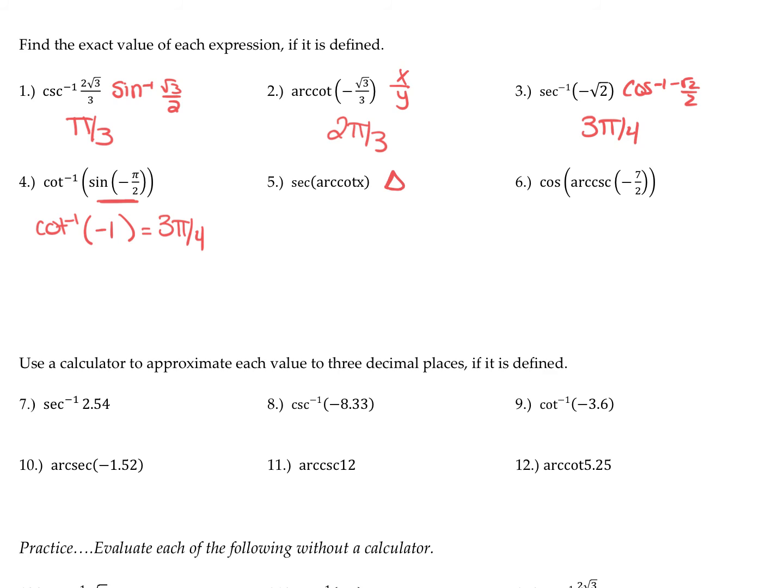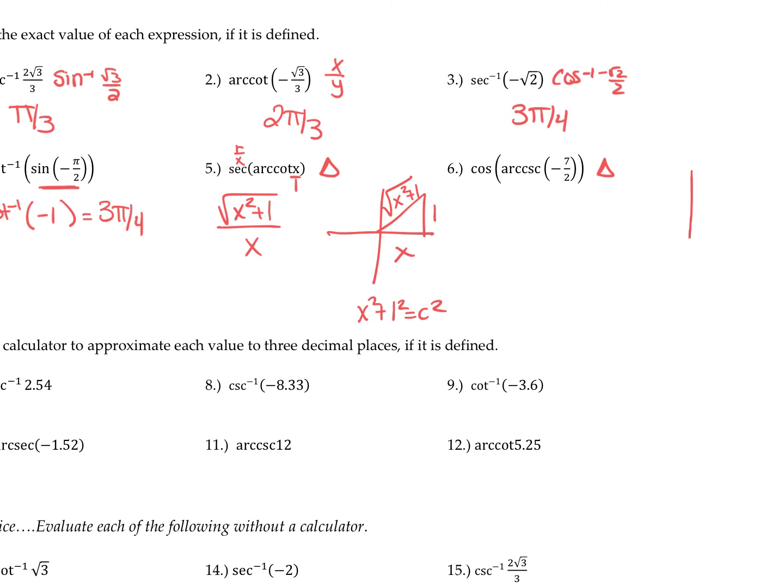Now with 5 and 6, these are triangle problems. So I have cotangent is x over 1. So x over 1. And so that means my hypotenuse is going to be square root of x squared plus 1, because I would do x squared plus 1 squared equals c squared. Solve for that missing side. Then the secant is r over x, or the reciprocal of cosine. So it's going to be the square root of x squared plus 1 all over x.